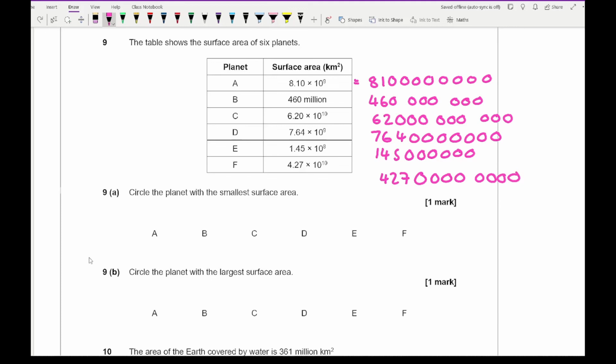So which one of those numbers is the smallest? And the correct answer we should have is E. Which of these is the biggest answer? And the correct answer should be C.